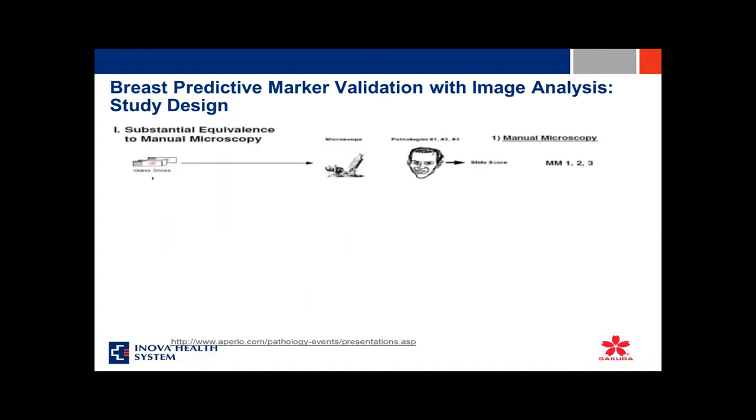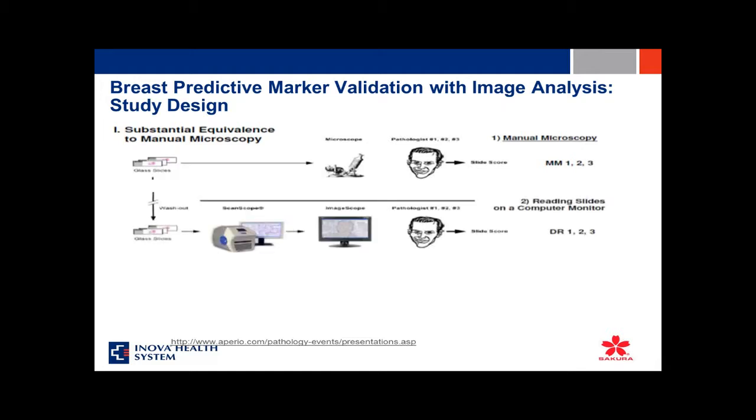So this is our design for breast predictive marker validation with image analysis. The first step was glass slides were read by 3 pathologists manually, and they were given a score. And then the same glass slides, after a washout period of at least 3 weeks, were scanned, and the pathologists gave the reading based on a digital image, and there were again 3 pathologists. The same 3 pathologists were used.